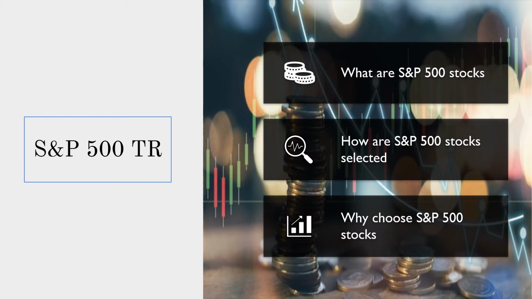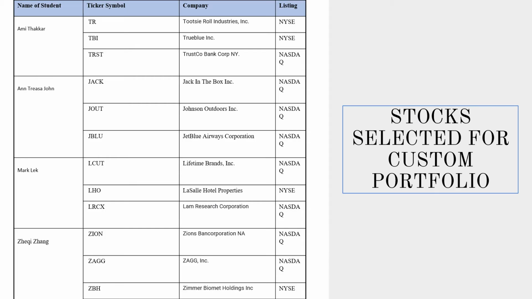So we choose 2013 to 2017 data from Yahoo Finance, and we use the S&P 500 stocks as a standard to evaluate the performance of our prediction. Next, Amy will discuss the stocks selected from the custom portfolio.